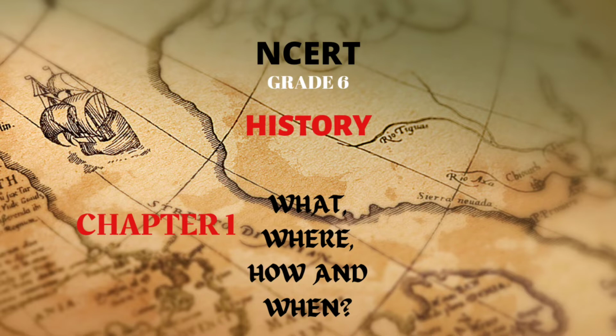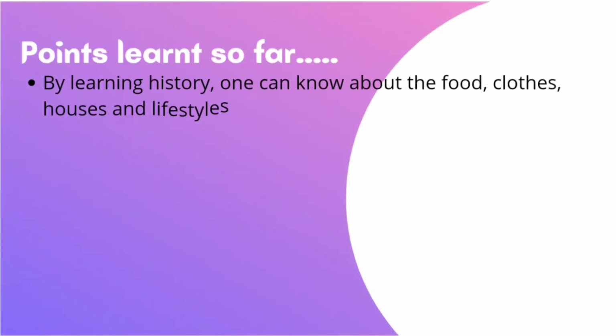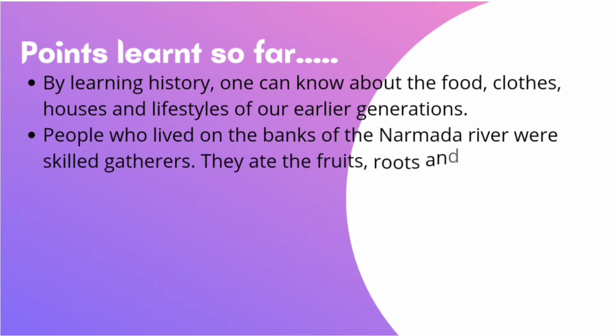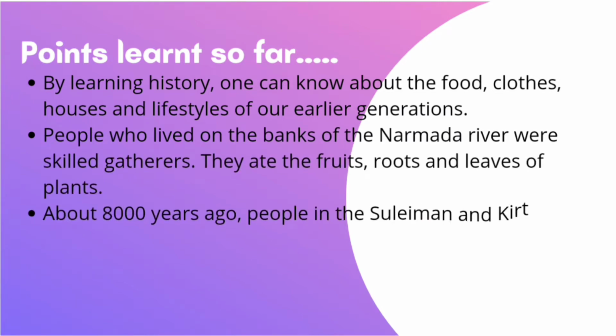Today we will be continuing the discussion on the first chapter of grade 6 history: What, Where, How and When. So before beginning today's class, let's recall the points learned so far. By learning history, one can know about the food, clothes, houses and lifestyles of our earlier generations.